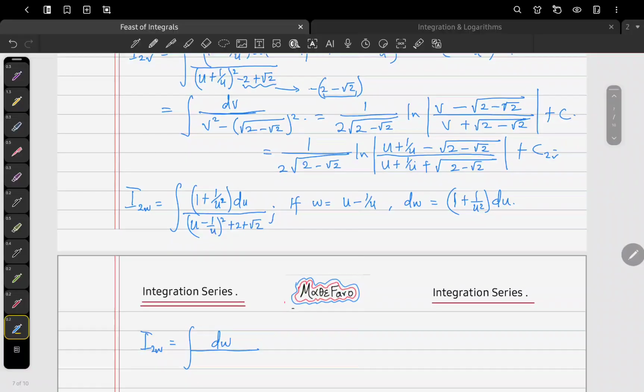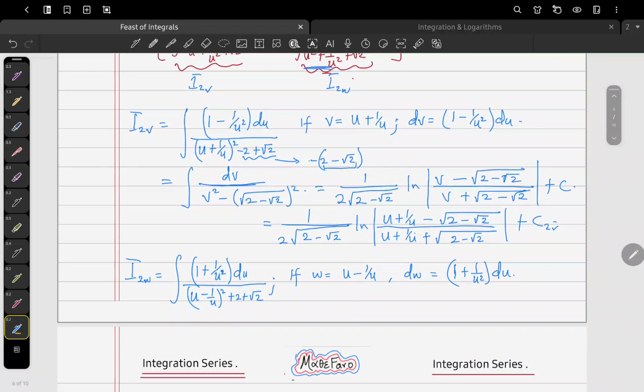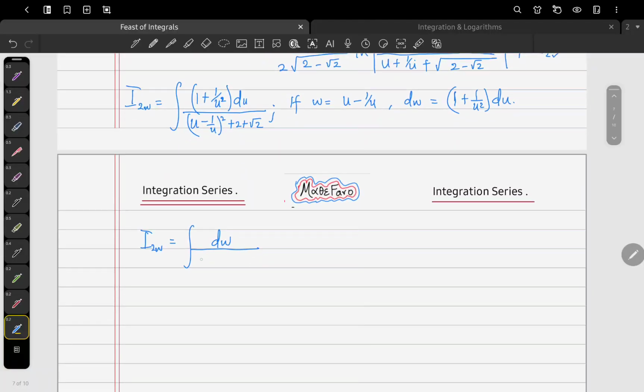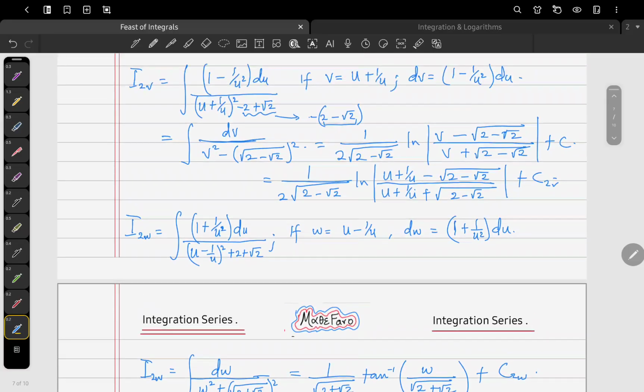So yes, we have w squared plus the square root of 2 plus root 2 squared, and this is equal to, because this is the integration, the tangent one, 1 over square root of 2 plus root 2 tan inverse of w over square root of 2 plus square root of 2 plus c2w. Okay, I think we nailed that.